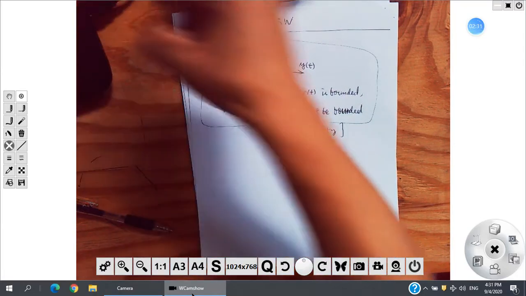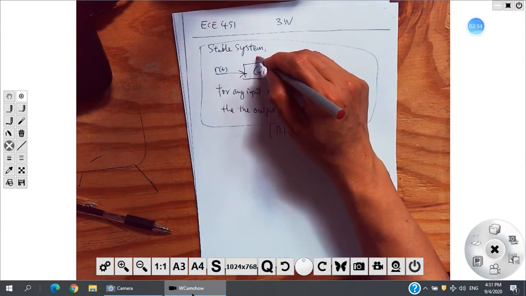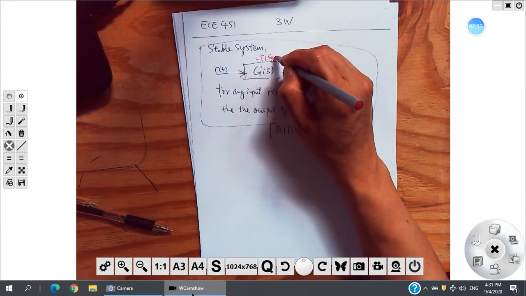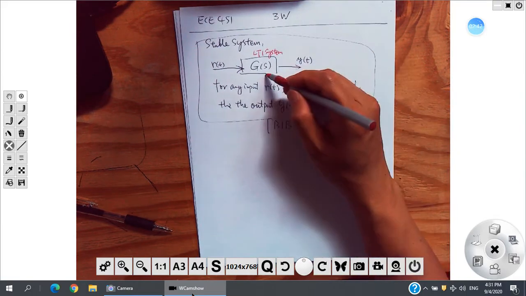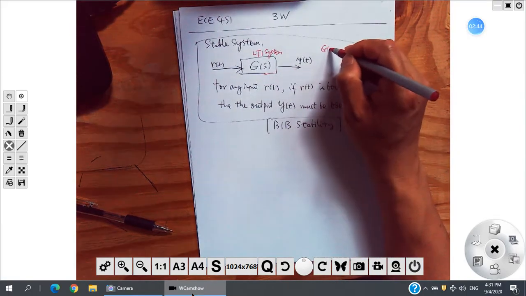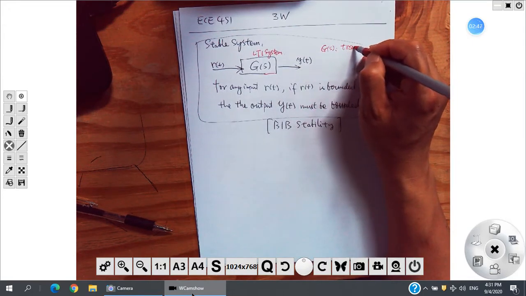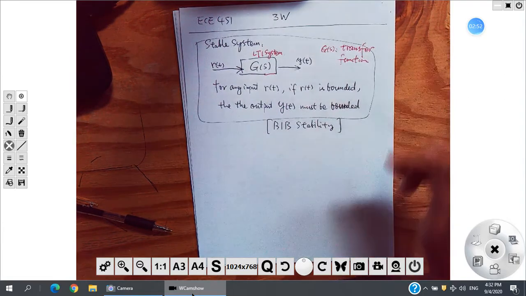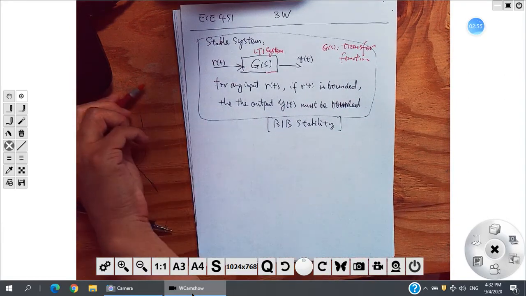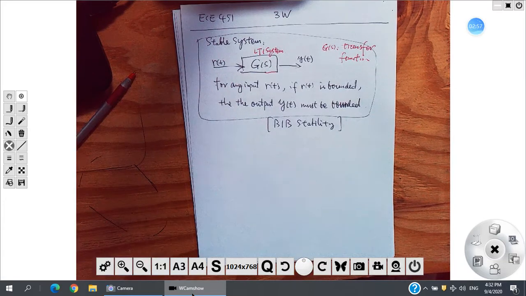Of course, this is an LTI system, right? LTI system, linear and time invariant system, and G is the transfer function. Okay. So how to determine the system to be stable, or what kind of feature can we have for a stable system? Yeah, this question is actually the same thing. We will see.